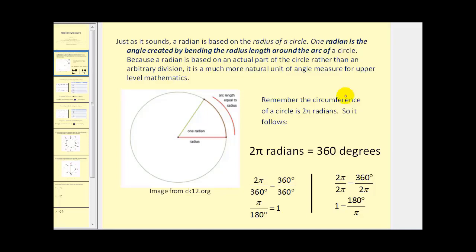Now remember that the circumference of a circle is 2 pi radians, so it follows that 2 pi radians is equal to 360 degrees. So if we took this equation and divided both sides by 360 degrees, we could show that pi radians over 180 degrees is equal to 1. If we divided both sides by 2 pi radians, we could show that 180 degrees divided by pi radians is equal to 1 as well. And these are the conversions that we will use to convert radians to degrees and vice versa in just a couple minutes. However, let's first take a look at a Wolfram demonstration.